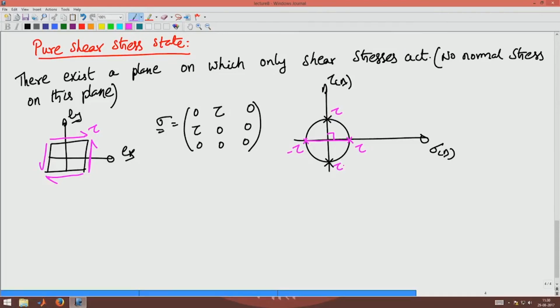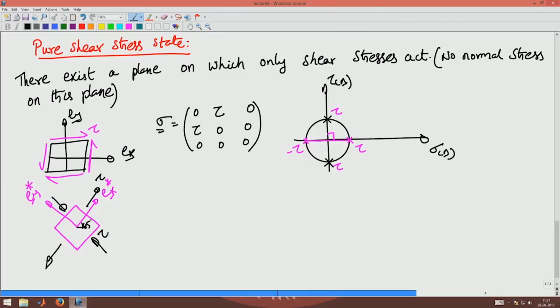Okay. So, what happens if I rotate this by 45 degrees? Because I have 90 degree rotation in the Mohr circle, I will rotate this by 45 degrees, rotate this by 45 degrees, so x star, y star, which makes an angle of 45 degrees. I will have in this direction a tensile stress of tau and in this direction a compressive stress of tau.